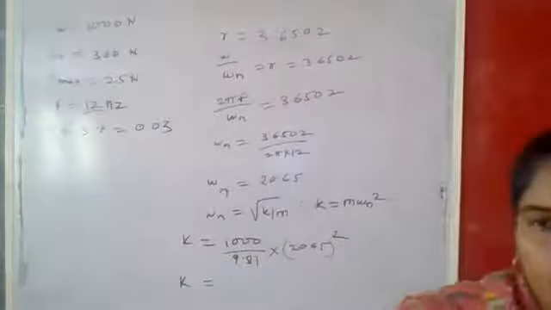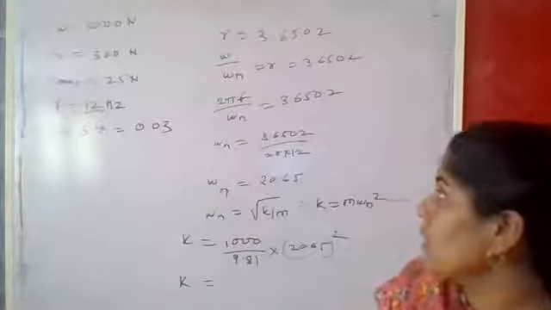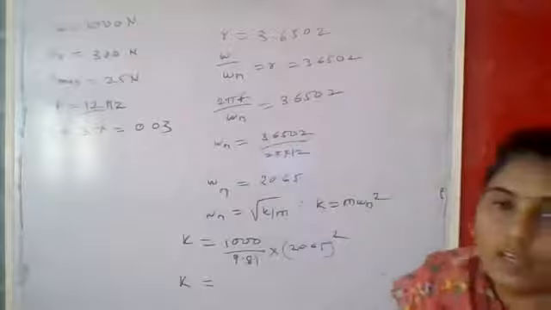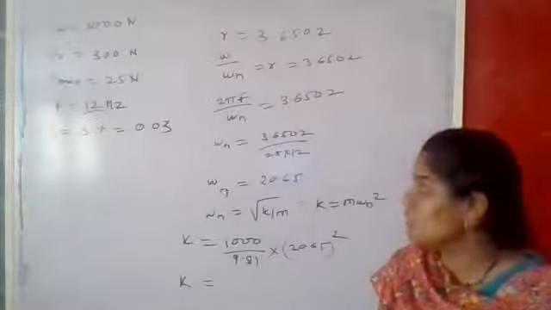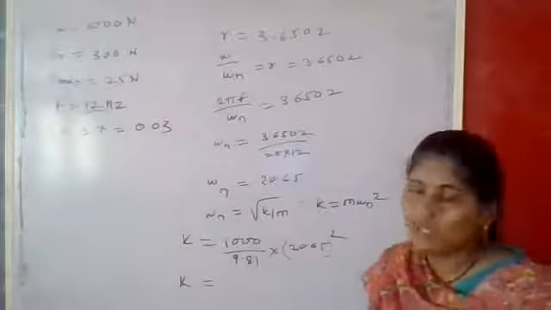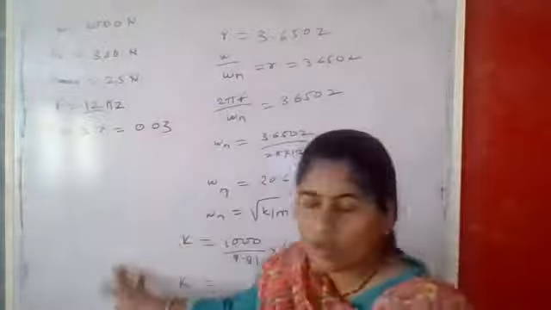Okay, in the last class we have seen problem number 1. Weight is given, F naught value is given, F max is given, and the force frequency is given as 12 hertz. Next is zeta, the damping ratio, given as 3%.